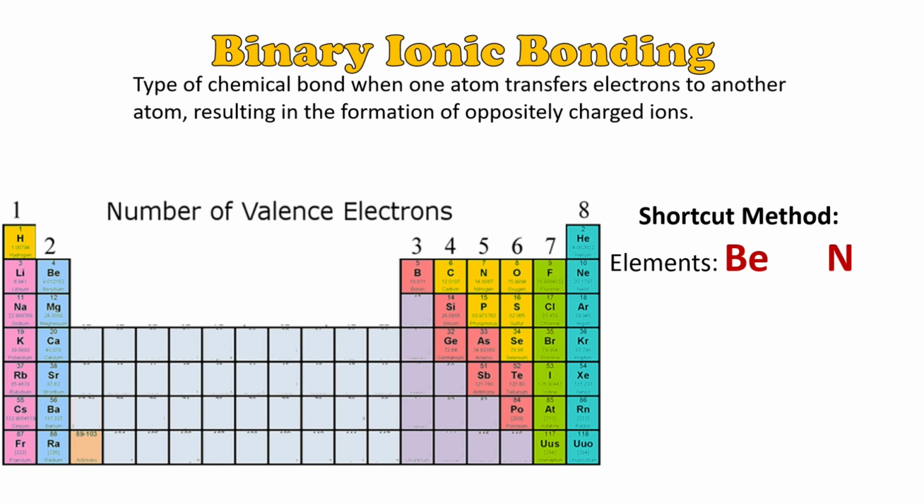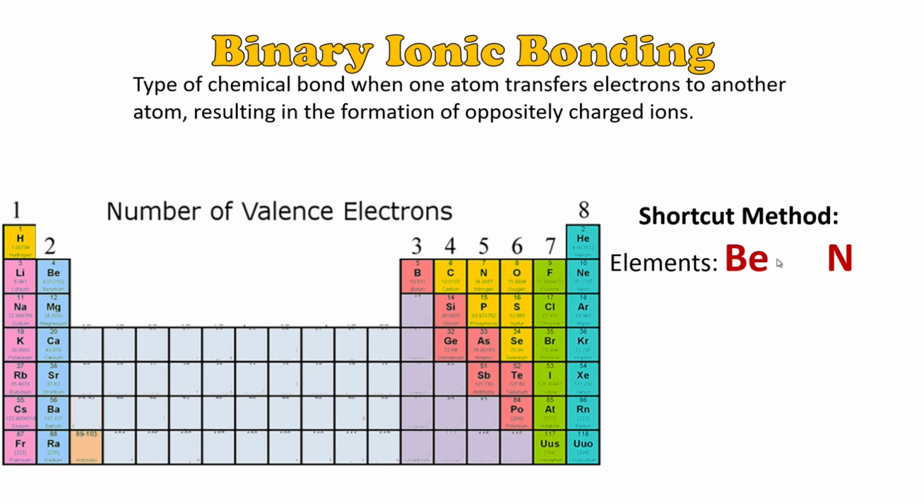If we say binary ionic bonding, binary means you have two elements involved. So one is a metal and one is a non-metal. That's why we call it ionic bonding. Ionic bonding means you have one metal that's releasing the electron while the non-metal is receiving the electron or electrons.